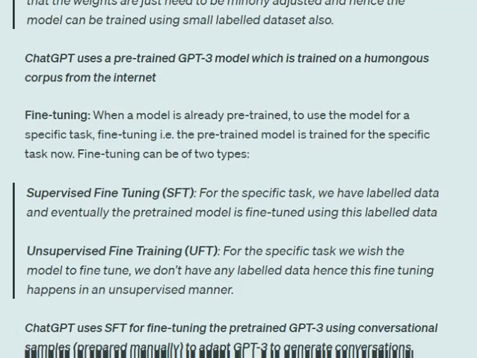Fine tuning, as I already told you, is when you're retraining a pre-trained model for some specific task. Fine tuning can be of two types basically. One is supervised fine tuning, where for the specific task we have a labeled dataset, and hence we train the pre-trained model using the labeled dataset. The other is unsupervised fine tuning, where we don't have a labeled dataset. In the case of ChatGPT training, we have a labeled dataset, hence it is trained using SFT, supervised fine tuning, on a conversational dataset.